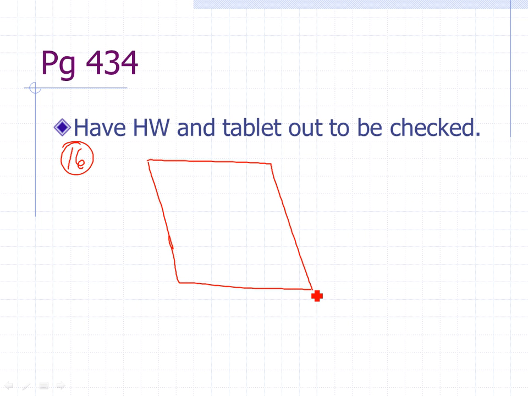Shape looks something like that. This is X. This is Y. Z. W. They got the diagonals drawn in there. And this is B. They tell us that this angle is 53 degrees. And what else do they tell us? VW is 3.